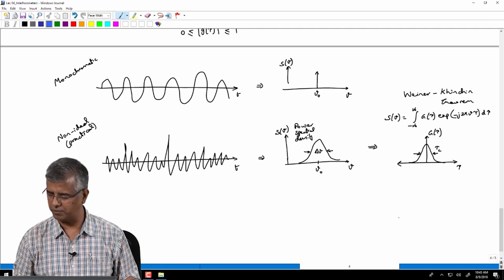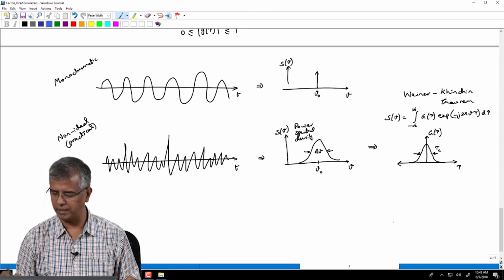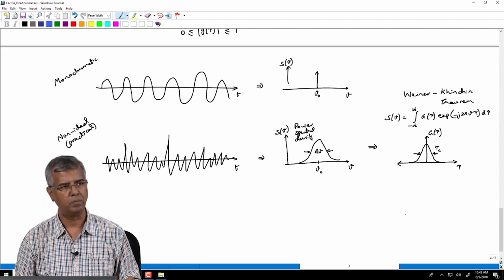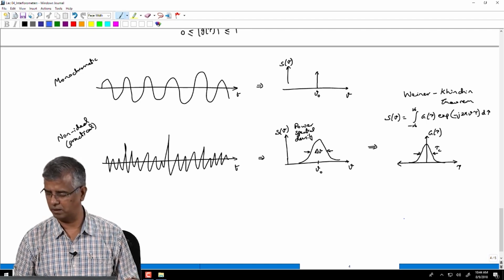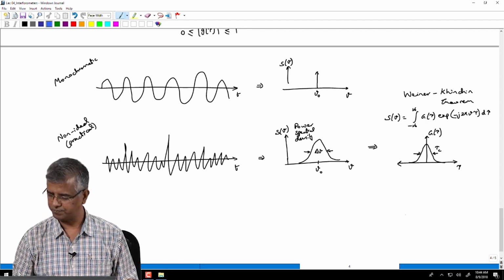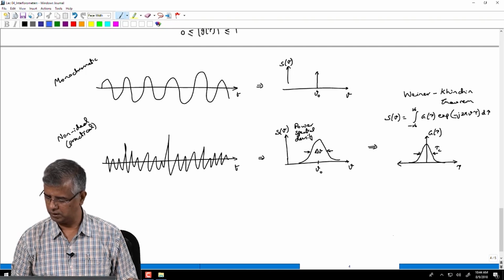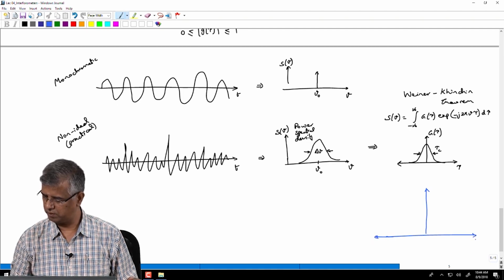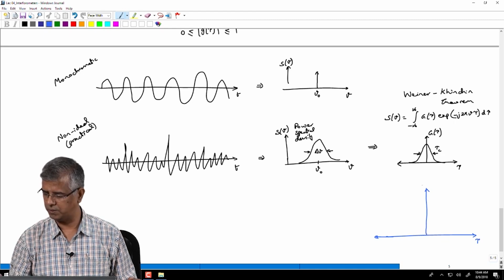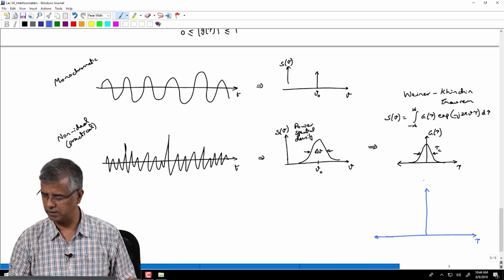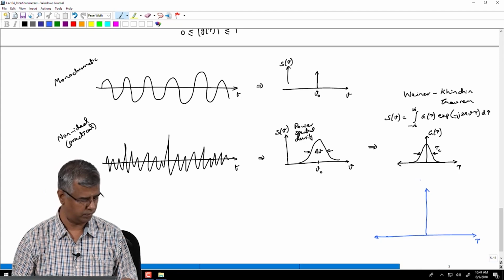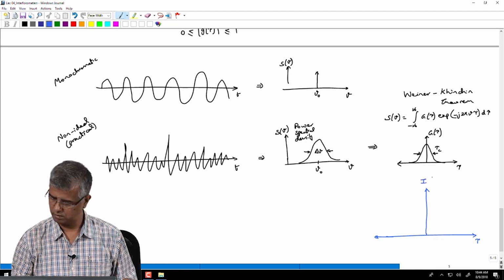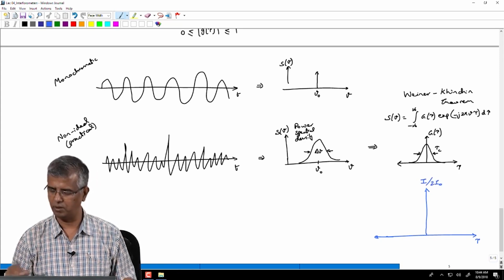So, effectively, when we are looking at the Mach-Zehnder interferometer output, let us say we are looking at this as a function of tau, and let us plot this as I over 2 times I naught.